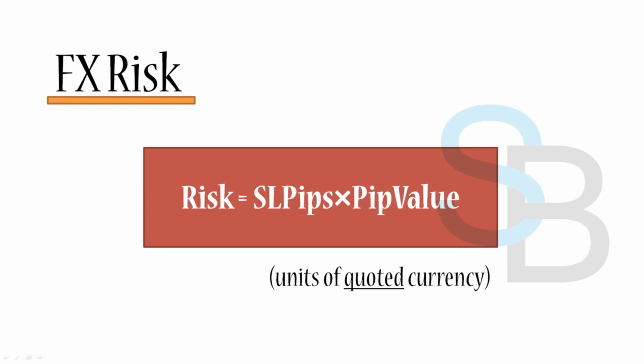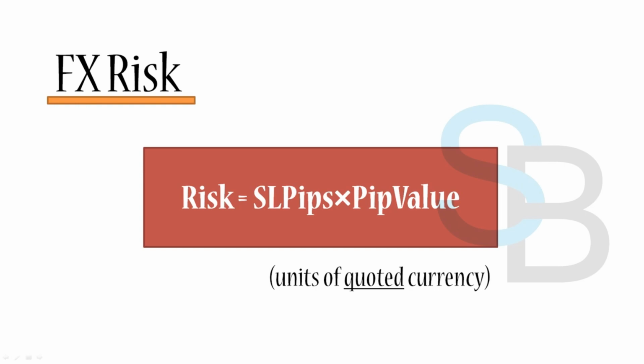So the risk, which is on the left, or the amount of money that we can lose in one transaction on the Forex market, is equal to the stop loss measured in pips. So for example, it's 50 pips that you have a stop loss, times the pip value, so the amount of money you lose per every pip. So for example, it's like in our previous case, $10 per pip.